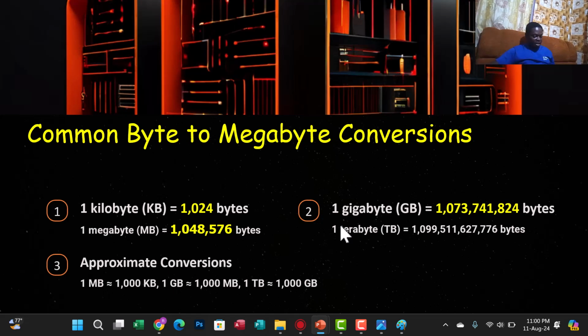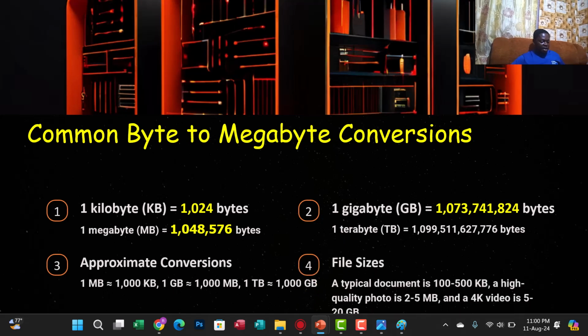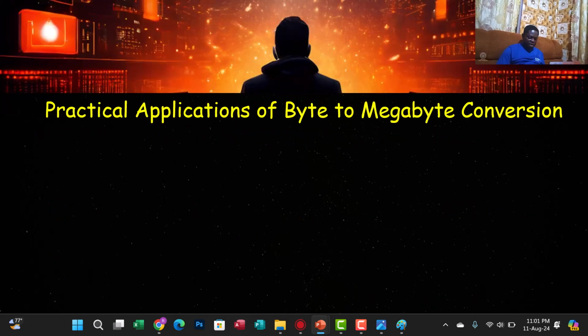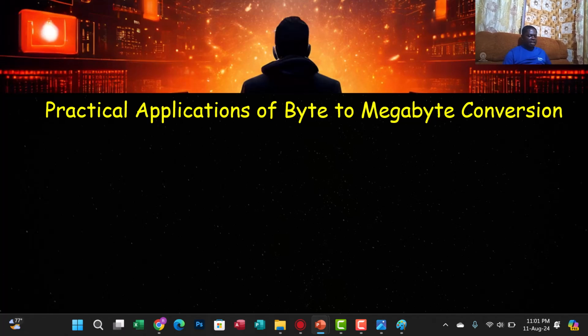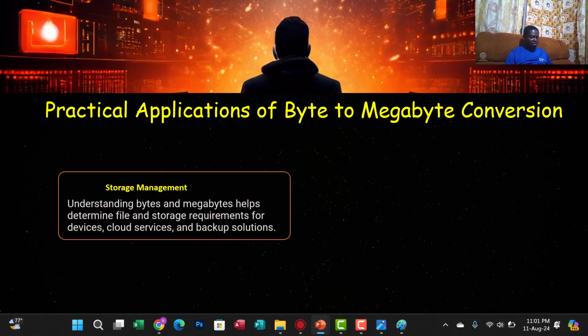Then the file sizes also. A typical document is 100 to 500 kilobytes, a high quality photo is 2 to 5 megabytes, and a 4K video is 5 to 20 gigabytes. Just look at where bytes and megabytes are applied and their conventions used.